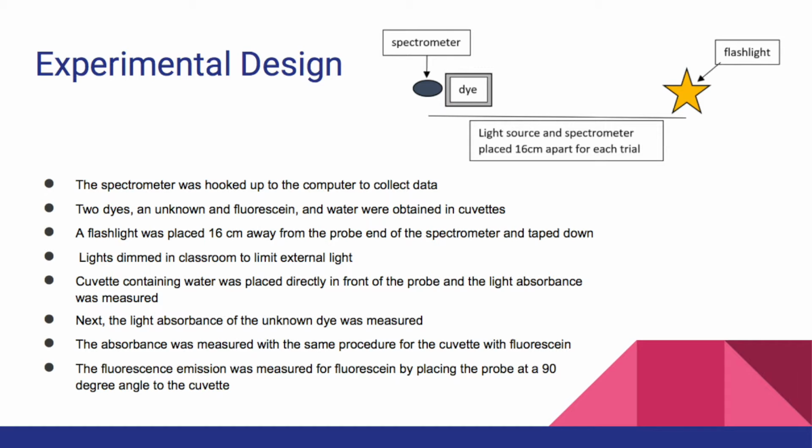When obtaining the fluorescence data, it is critical that the spectrometer is placed at a 90 degree angle to the flashlight. This helps filter light wavelengths being emitted, lowering the intensity readings to comparable values, and avoids light contamination from outside sources. It is also really important to make sure that the probe is as close to the cuvette as possible to limit contamination from outside light sources.